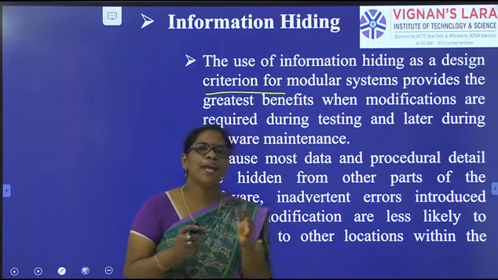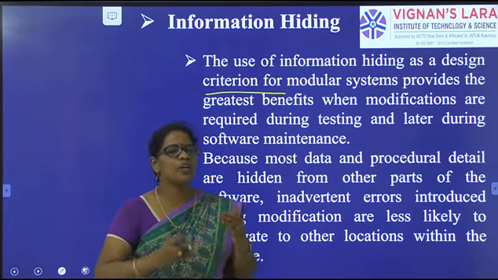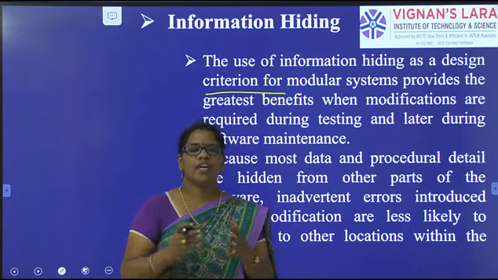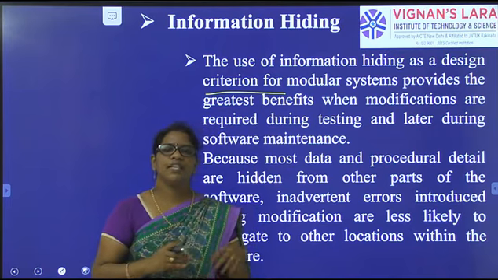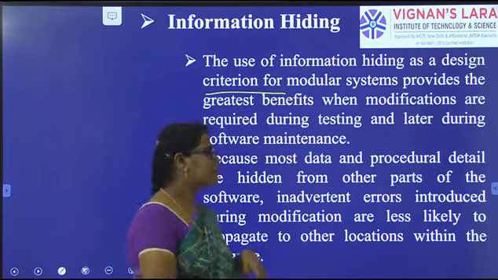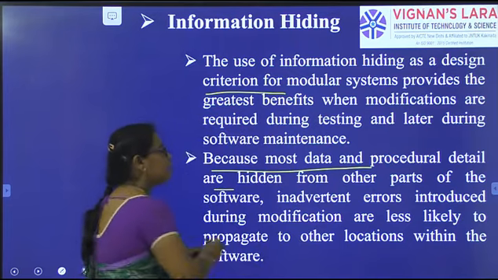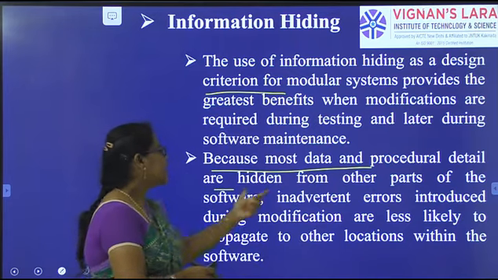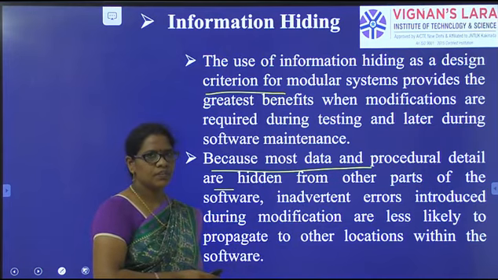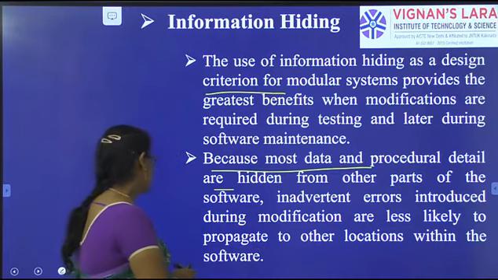Okay, so if you apply information hiding from one class to another class, that means from one module to another module, then it will be easy for the developers. The problem occurs during the testing hours or after the maintenance of the software. Because most of the data and procedural data are hidden from other parts of the software, inadvertent errors are less likely to be introduced during modifications. Because of this hiding, it will be very useful.